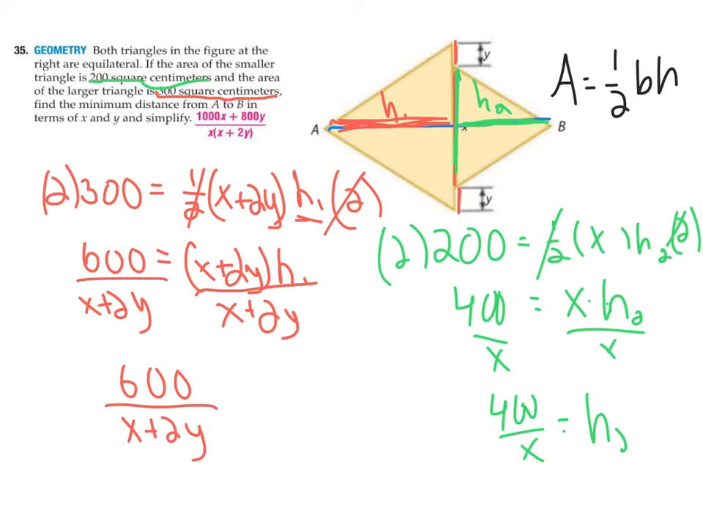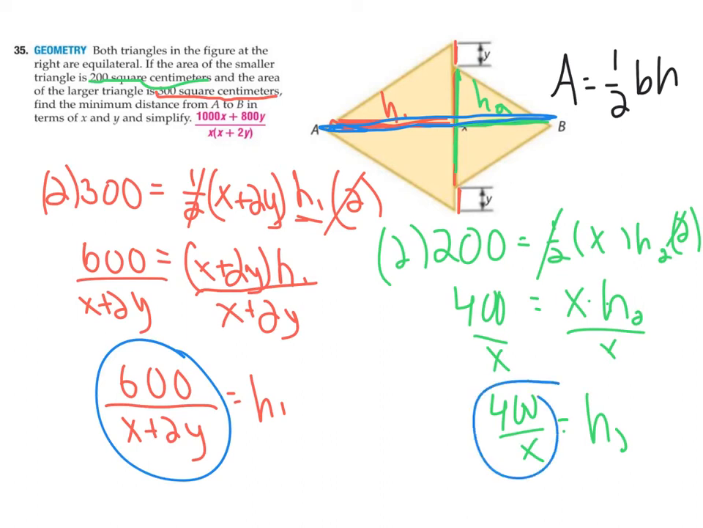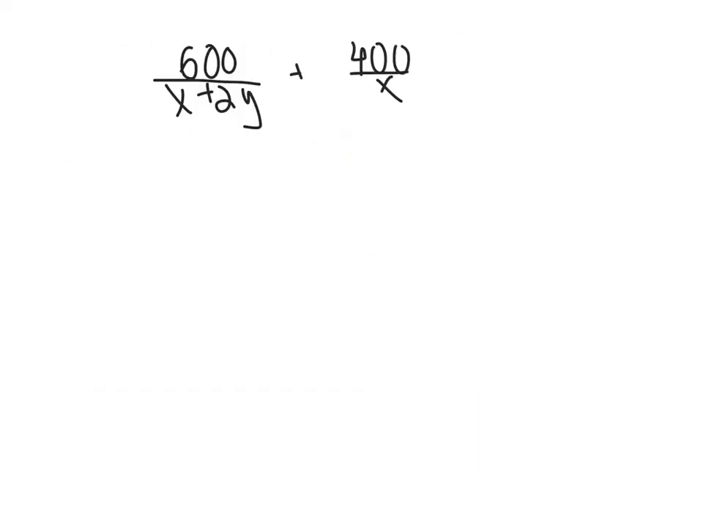So if we're going to find this distance that we had originally marked in blue, the minimum distance between A and B, we're going to take our h1 and our h2, and we're going to add them together. So we're left with this expression. We're going to get a common denominator. In this case, our common denominator is going to be x times x plus 2y.